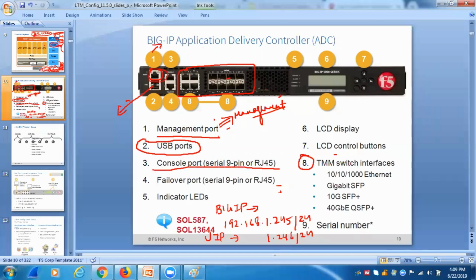Okay, console port you already know, to take the access using the rollover cable. You can take the access using the console port. So a dedicated PC will be used, which will be connected to the console port, and you can take the access of the BIG-IP device.